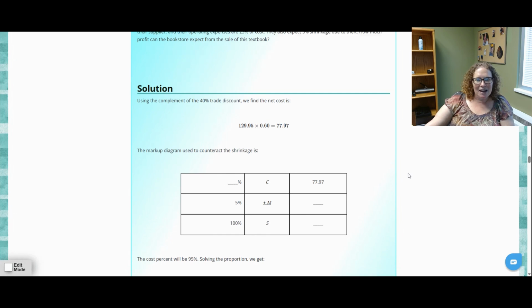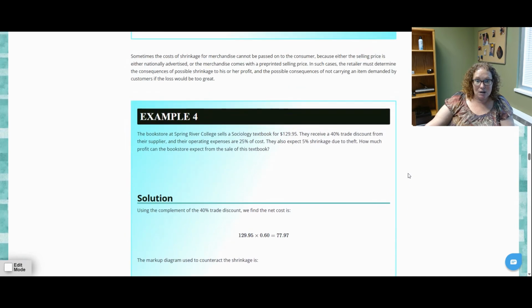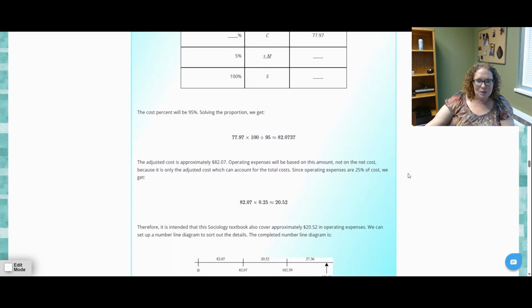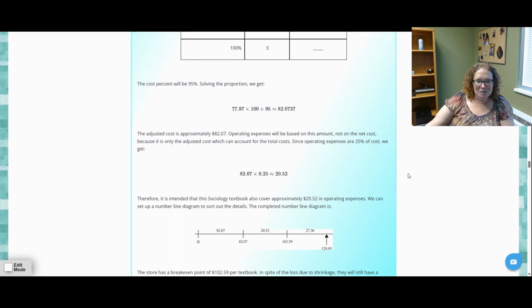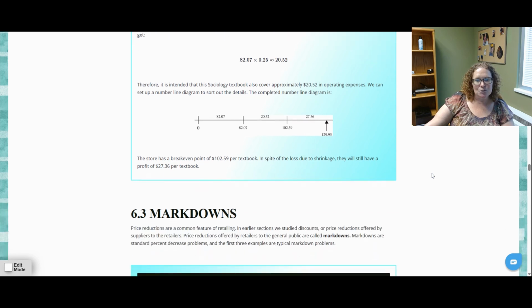So we look at, there's a 40% trade discount. So we are looking at multiplying by the complement, which would be 60. And then we figure out the rest of our problem. And we can also put this down in one of our number line diagrams to see where everything would fall as well. So then we get the answers to that.